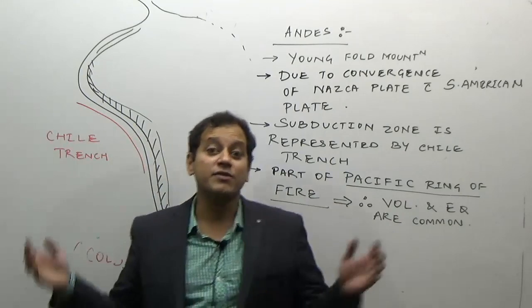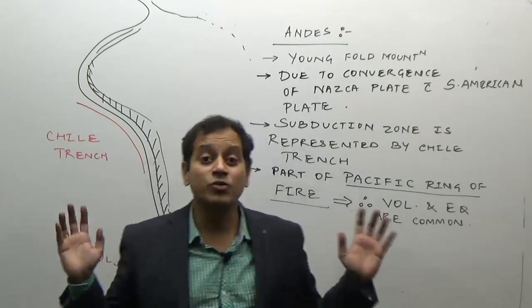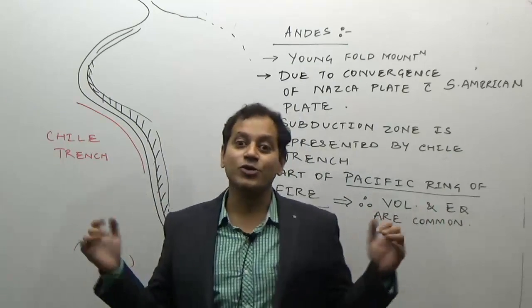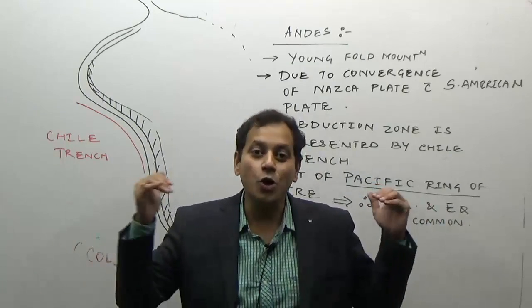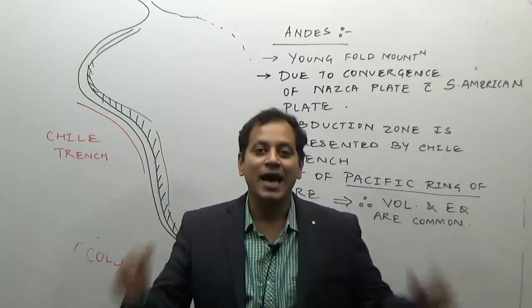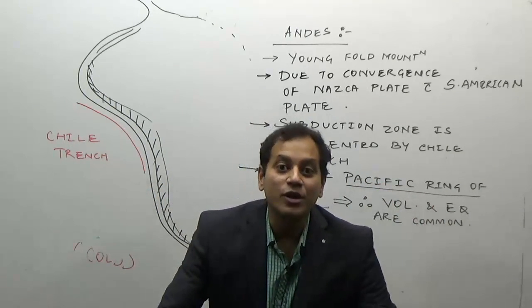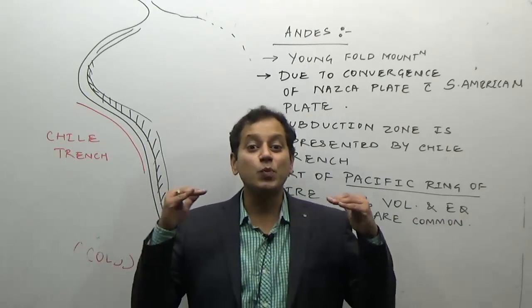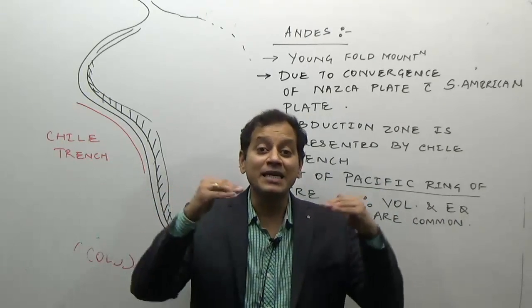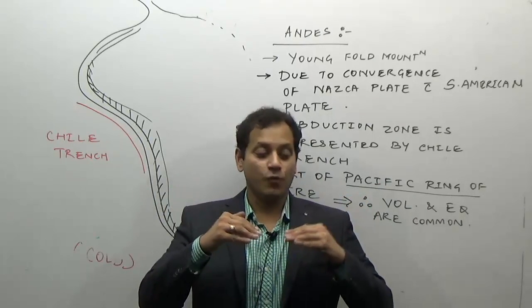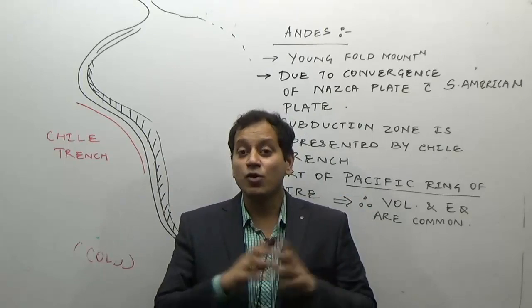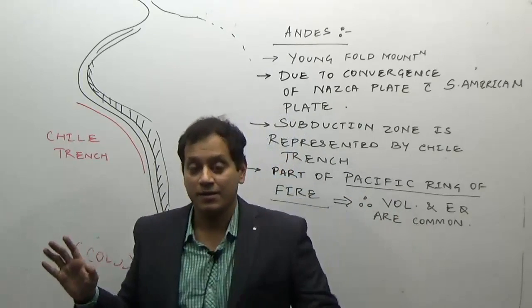But as we have already done, why do the Himalayas not have volcanoes? The Himalayas do not have volcanoes because it is an example of continent-continent collision. In such a collision, with both the plates being of similar densities, there is no subduction, and hence we have no volcanoes in the Himalayas.